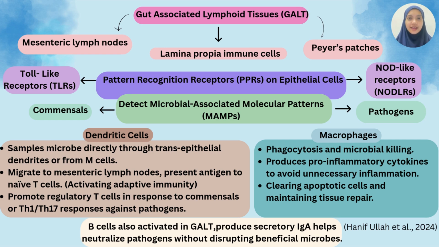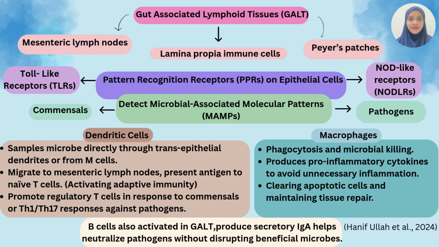Next is crosstalk between the gut and the immune system. In the gut, immune defense relies on gut-associated lymphoid tissue, which includes mesenteric lymph nodes, Peyer's patches, and lamina propria immune cells. The first line of defense is epithelial cells, which are equipped with pattern recognition receptors such as toll-like receptors and NOD-like receptors. Those receptors detect microbial-associated molecular patterns, which help differentiate between commensal microbes and pathogens. This ensures that the immune system does not overreact to the normal gut flora.